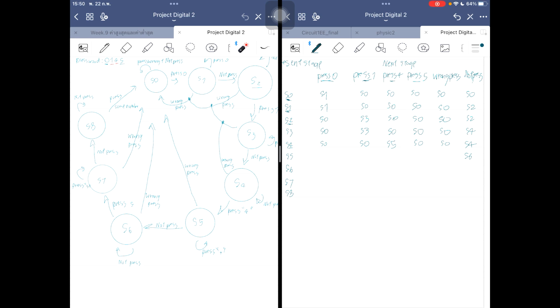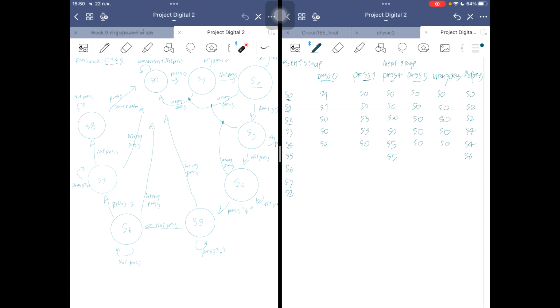And then another condition is press 4. If you still hold the press 4, then they will stay in the state 5 too. Look in the state 5 and look in the press 4, then write it right here.